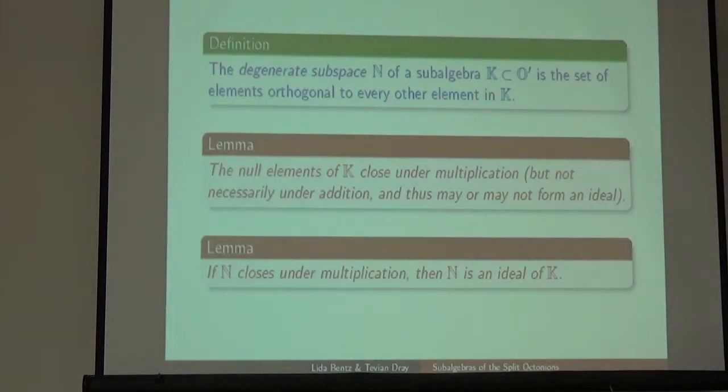So because we have these 0 normed elements, we end up with null subspaces. A degenerate subspace of any particular subalgebra is going to be the set of elements that are orthogonal to every other element in that subalgebra. As we saw, because of the composition algebra piece, the null elements of your subalgebra will close under multiplication. And if they close under multiplication, then they will be an ideal of your subalgebra.